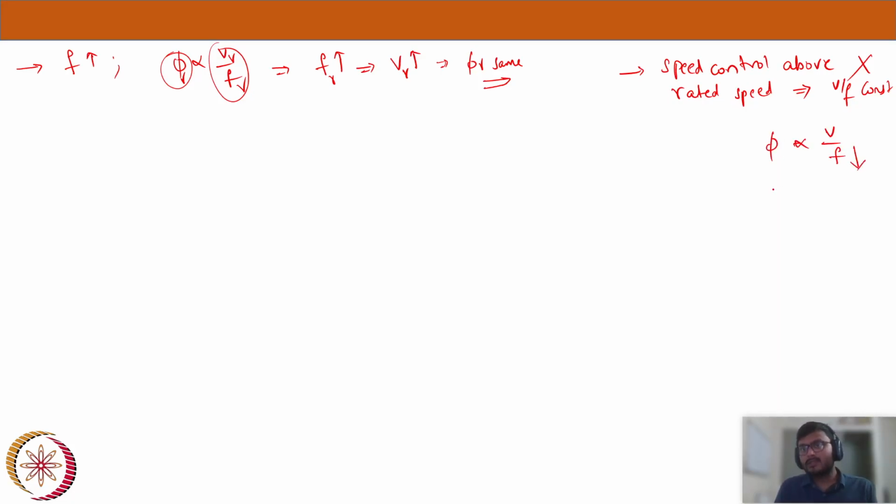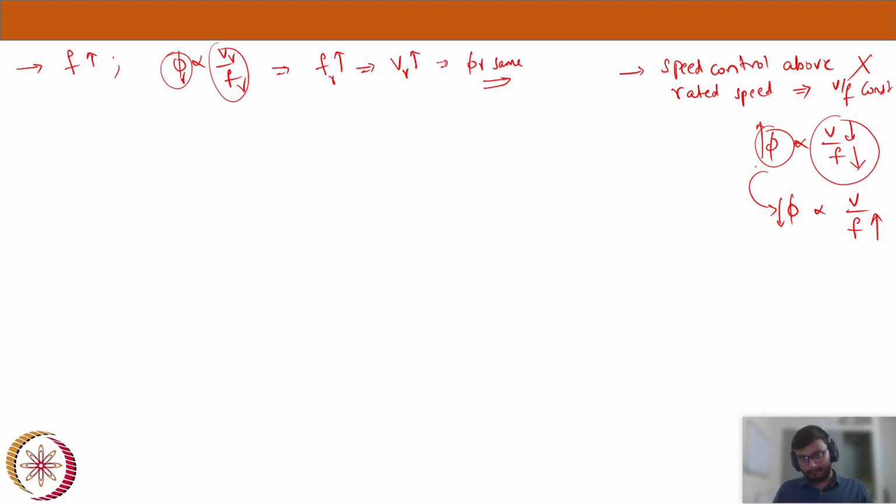If we reduce frequency alone, there is a chance my flux might go up such that my machine will draw more magnetizing current. Subsequently, my machine will move into saturation. That's why we reduced voltage also, so that flux will be constant. Now, with the same relation, if I increase the frequency above the rated frequency for speed control above rated speeds, my flux will go down. There is no problem if my flux goes down. It's just that my flux level will be less.